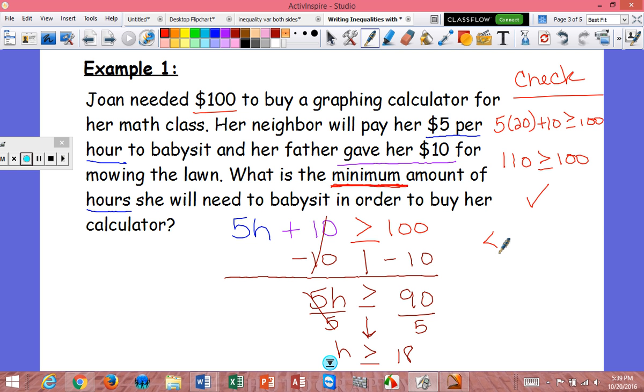If we were to graph this, we have 18, and I'm going to fill in a couple of numbers around that, and I would have a closed circle, and it would be shaded to the right. Take a moment to pause and write down your answer in a sentence. So for example, if I were to write a sentence, I would say, Joan needs to babysit 18 hours or more so that she can buy her calculator.